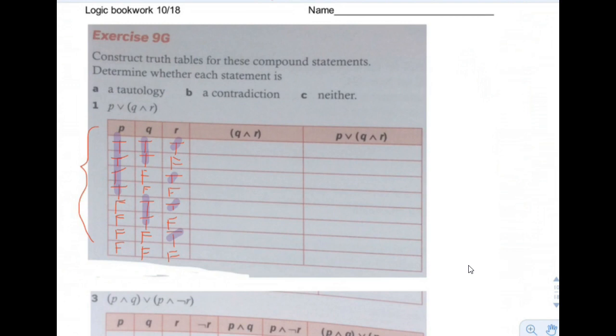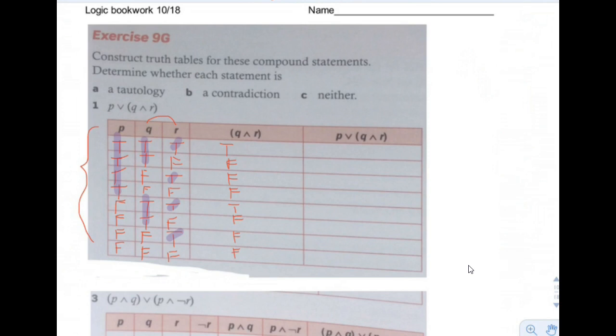All right. Now let's figure out what is Q and R. Q and R, true and true, we're just going to AND together these two columns. True and true is true. True and false is false. True and false is false. False and false is false. True and true is true. Okay, and everything else is false, right?